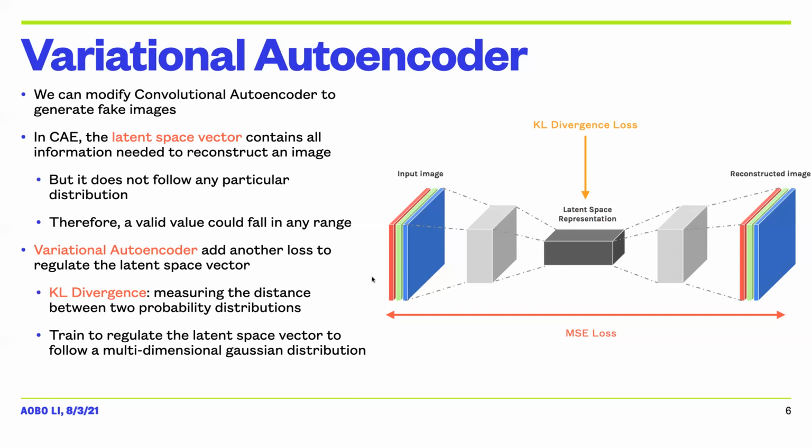So basically, in a variational autoencoder, you have two losses. One is the original mean square error loss, which makes sure that the reconstructed image will reproduce the input image. And on the other hand, you have the KL divergence loss, which regulates the latent space representation to be a multidimensional Gaussian.